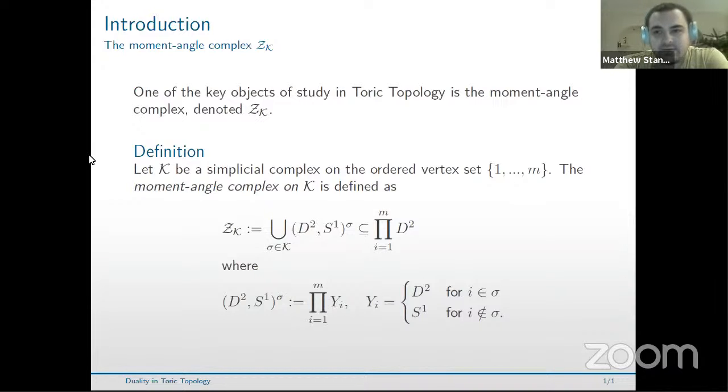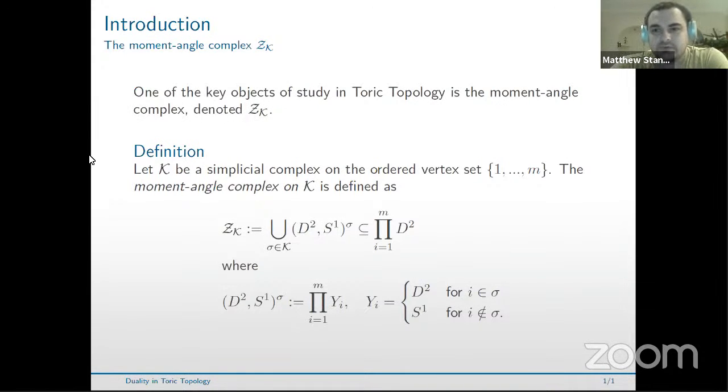And it's essentially built out of products of disks and circles according to simplices in a simplicial complex K. And those products of disks and circles are attached together and topologized according to the face category of the simplicial complex K. And the moment angle complex as a construction is just very interesting, in and of itself. You can construct interesting spaces. They have all sorts of useful properties. But not only that, they can actually bring insight into spaces that we already know about and understand.